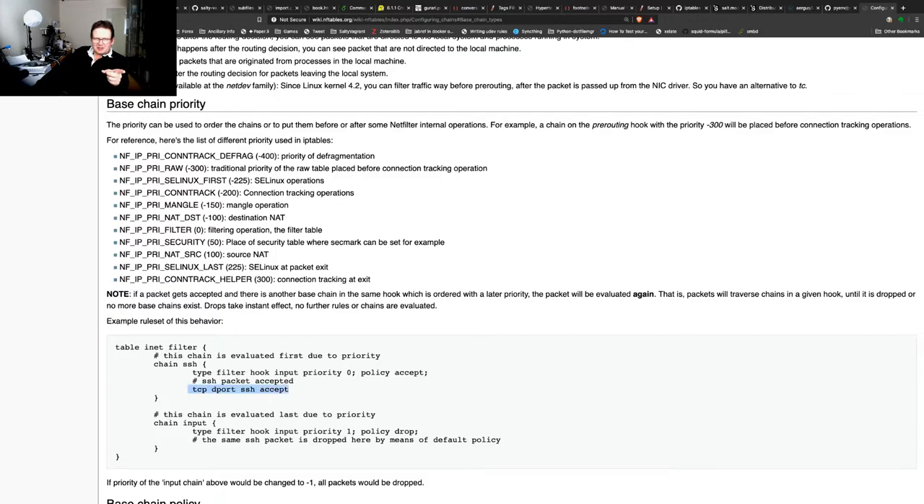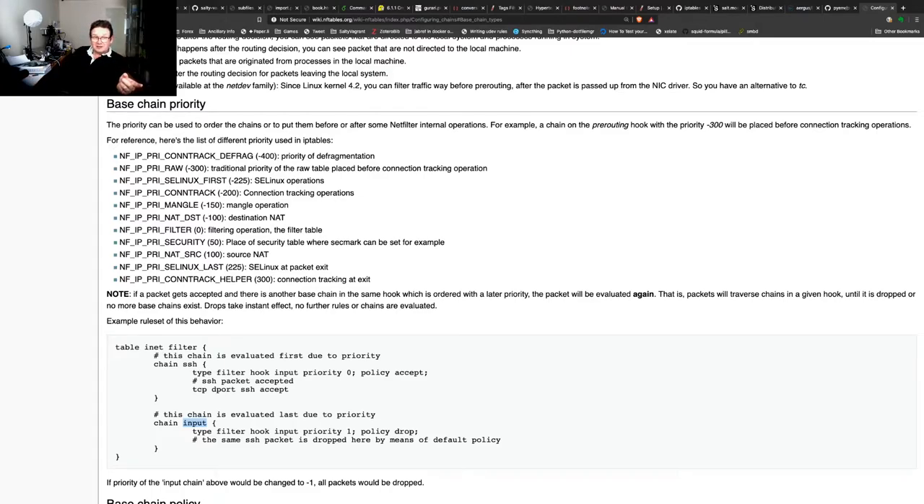So although the packet is accepted by the SSH chain, if it's aimed at the SSH port, the packet is dropped because of this default policy here on the input chain. So you have to be a bit careful when you're writing these rules. It's not like these are all glued together, as it were. The packet is literally run through the chain, and it will get a decision. Is it accepted? Is it forwarded? Is it rejected? What's going to happen to the packet as it falls through these rules?